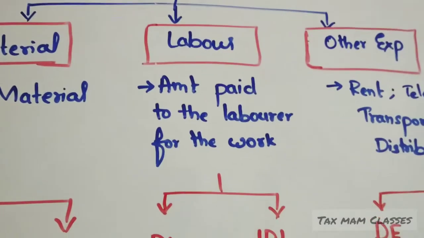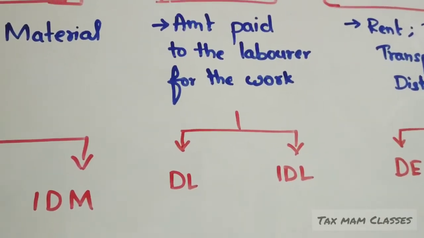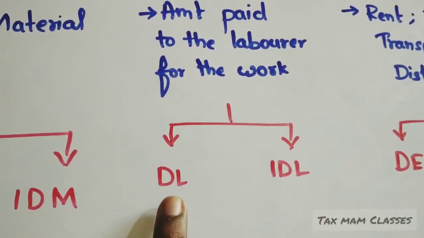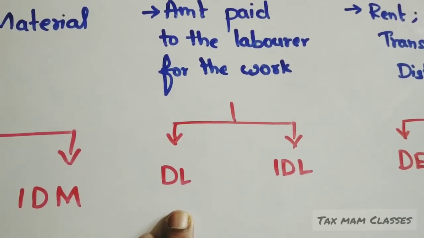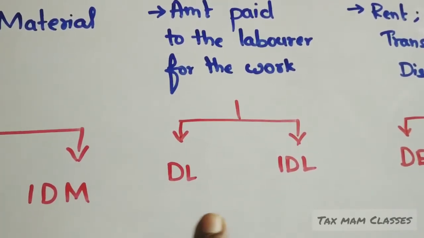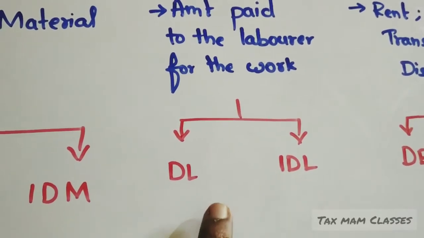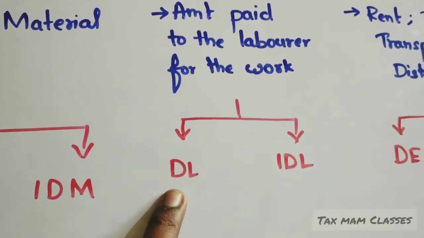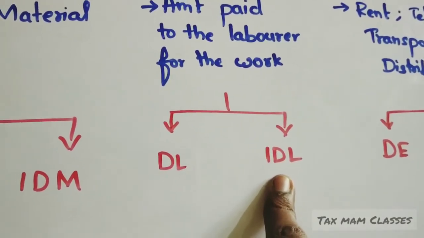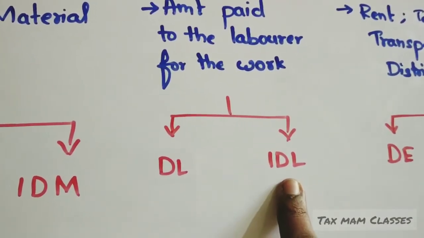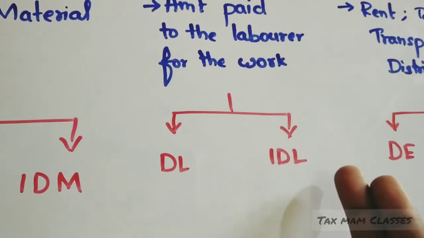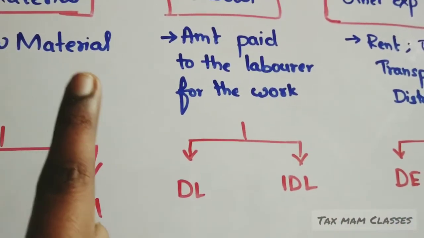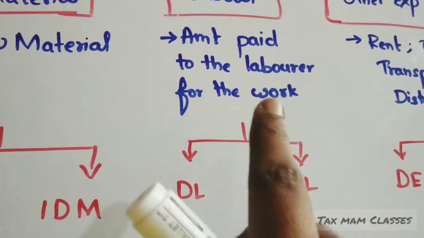Coming to labor, it is also divided into two categories: direct labor and indirect labor. Direct labor means the workers who are directly involved in the conversion of raw materials into finished goods. For them we are paying, and that is called direct labor. Indirect labor means these laborers are not directly involved in the conversion of raw materials into finished goods, but they are involved in the process, as we need the raw materials and we have to convert them into finished goods.